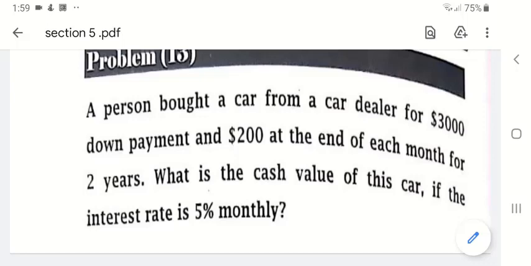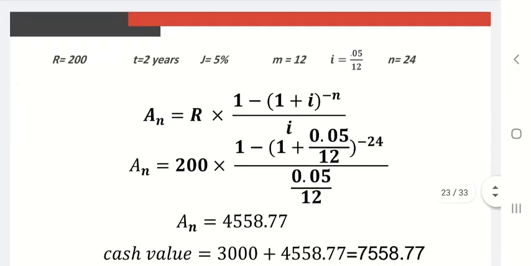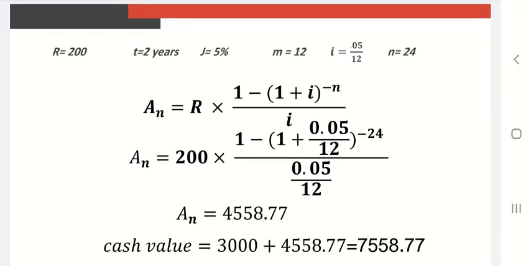And there are 12 times 2, which is equal to 24 annuities. And J equal 5%, and because it's converted monthly, M equal 12 and I will be equal to 5% over 12. The solution: R equal 200, J equal 5%, M equal 12, I equal 5% over 12, N equal 24.